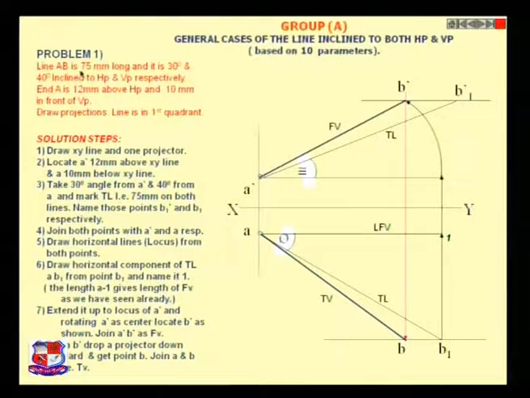If you have been given the true length as well as the angles, you will be given only one point location, because with the angle and the true length you can always find another point. If the true length and angle are not given, both point locations may be given. We will see the next problem.